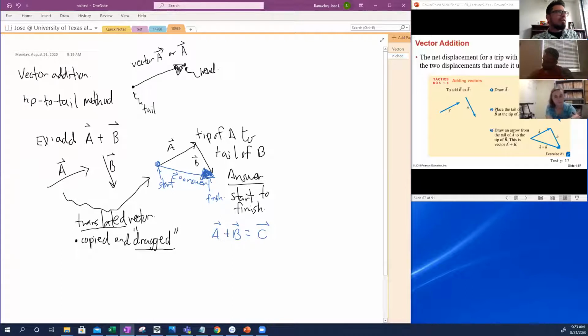And so that's kind of all there is to it. When you do the tip to tail method, you take the first one, put it there, take the next one and attach the tail of that second vector to the head of the first one, all right?